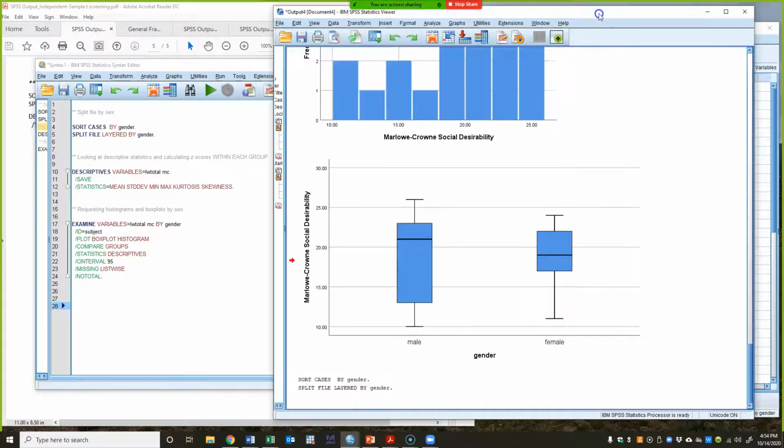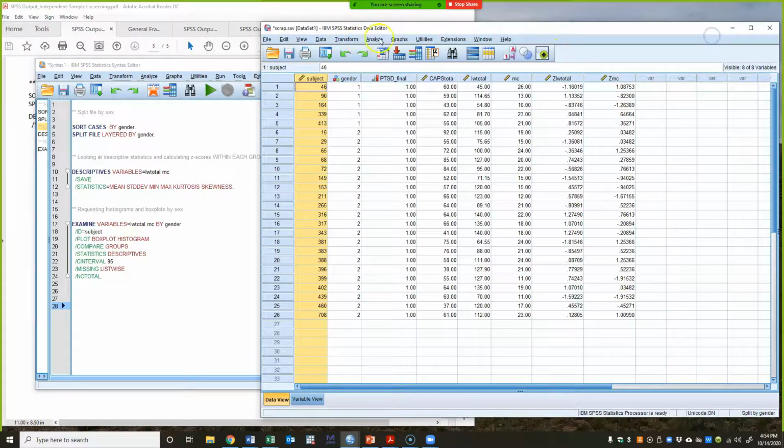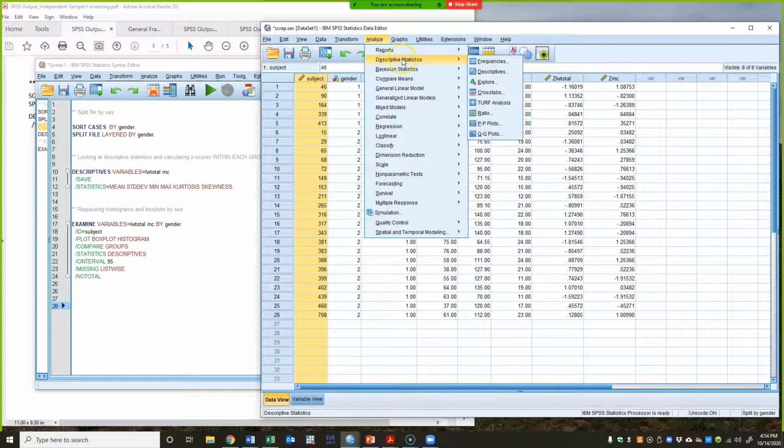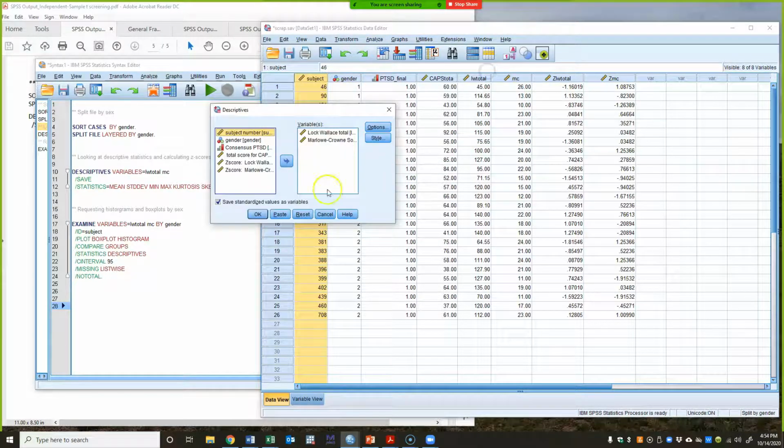So I can go down through, and I'm just going to take my descriptives that I ran up here. Actually, here I won't do that. I'll go to Analyze, Descriptive Statistics, and down to Descriptives. And what I'm going to do is get rid of Marlowe Crown and Locke Wallace. I'm not going to save Z-scores on my Z-scores, but I want my descriptive characteristics for my Z-scores for Locke Wallace and Marlowe Crown.